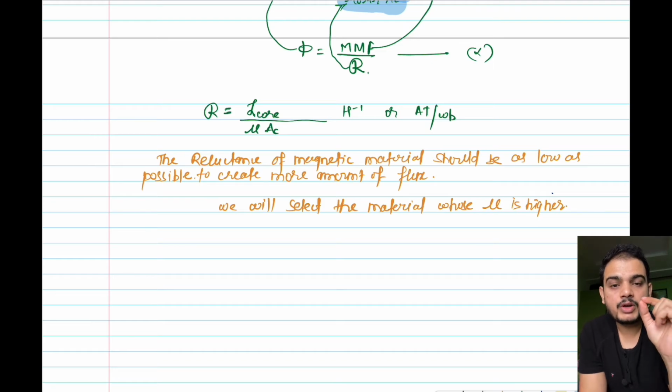But remember, we always add 3 to 4%, only 3 to 4% of silicon inside a steel material. Silicon is nothing but an agent. It's an agent which we are adding inside a steel material in order to decrease the eddy current losses.